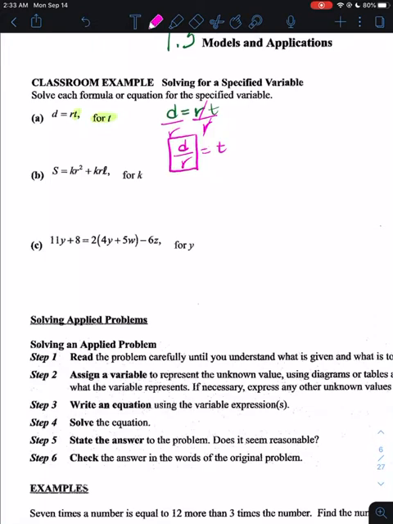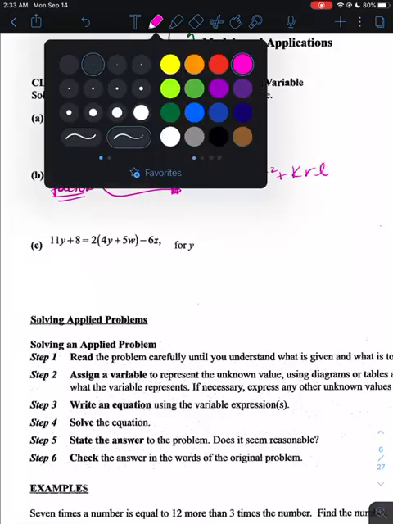All right, for part B, here, they want us to solve for k. If you notice, this k pops up twice. The only way I can get this k isolated so I can see it only one time, I'm going to have to factor. So here we go with this factoring again. So let me rewrite this over here. So this is s equals kr squared plus krl.